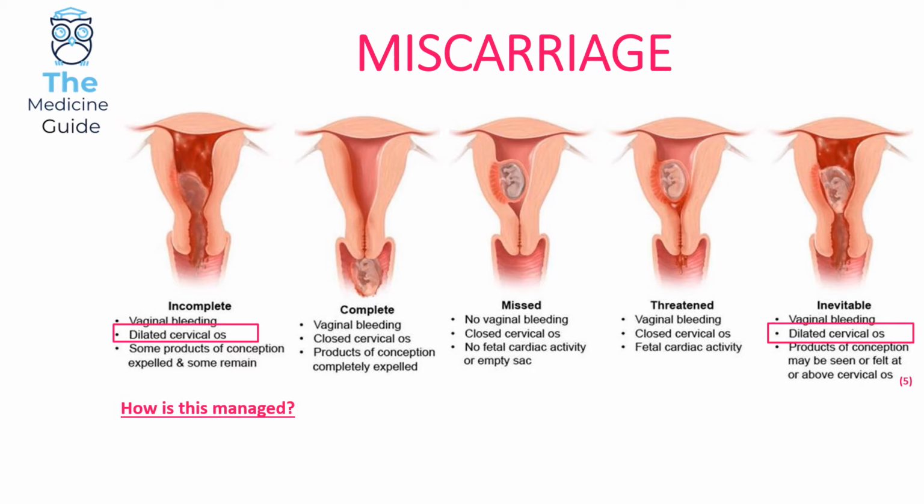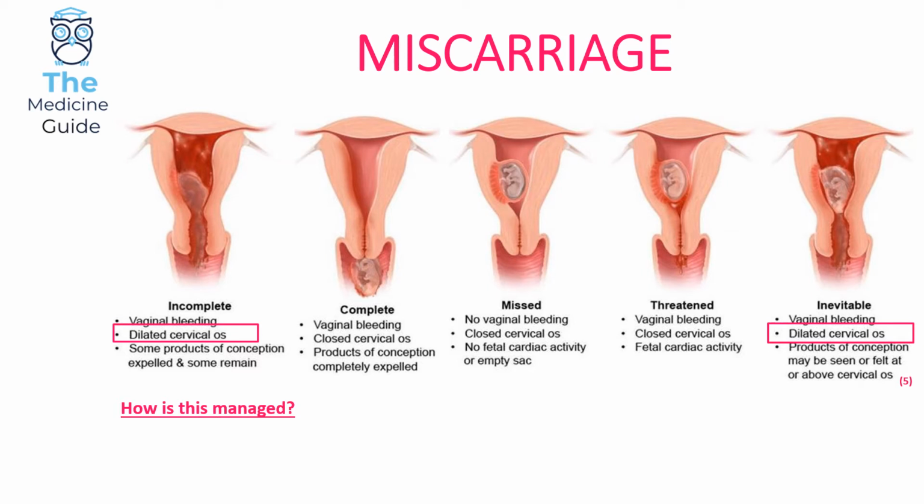So looking at whether or not the cervical os is open and dilated will help you to exclude some of the other possible differentials. Let's start off with an incomplete miscarriage, and then we'll compare that with an inevitable miscarriage. The incomplete miscarriage, firstly, has a dilated cervical os. The woman will present with vaginal bleeding. Some products of conception will remain, but some products of conception have already been expelled. So that's why it's considered an incomplete miscarriage.